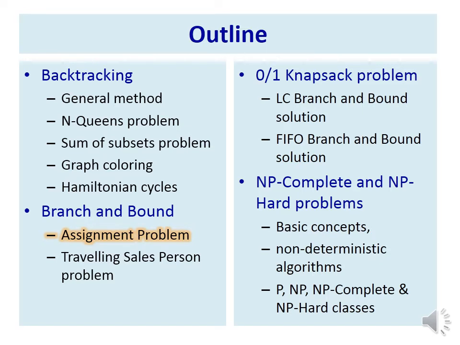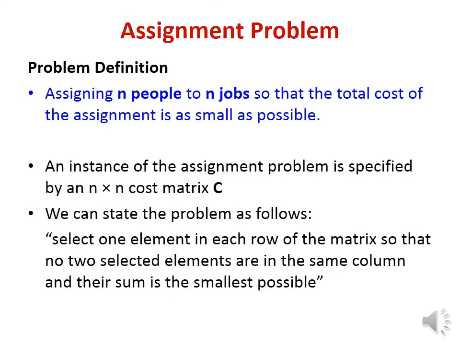Let us understand in detail the branch and bound process using the assignment problem, or in other words, how we can solve the problem of assignment using branch and bound. So let us understand the assignment problem in the beginning. Assignment problem means, assume we have n people to do n jobs, so that the total cost of the assignment is as small as possible. It is given to us that there are n people and n jobs, and it is assumed that all the people can do all the jobs.